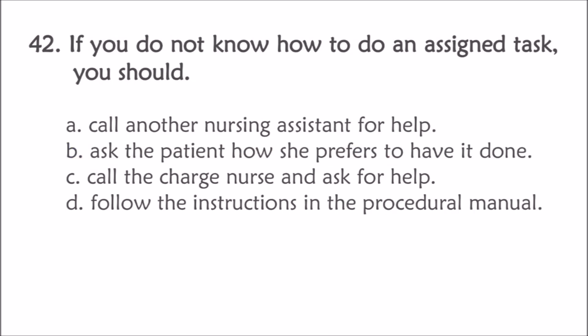42. If you do not know how to do an assigned task, you should: A. Call another nursing assistant for help. B. Ask the patient how she prefers to have it done. C. Call the charge nurse and ask for help. D. Follow the instructions in the procedural manual. The correct answer is C. Call the charge nurse and ask for help.